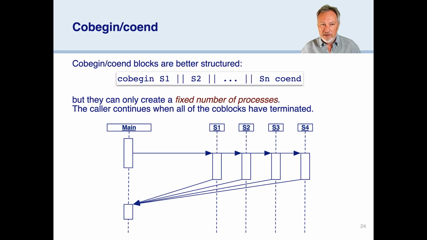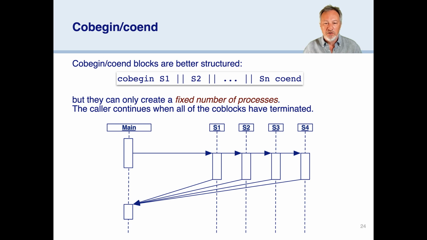For historical reasons, I'd also like to show you quickly co-begin, co-end. This is also rather old-fashioned. It was introduced in the 60s by Edsger Dijkstra. This was at the point in time when people realized that structured programming was a good idea. And instead of having these completely unstructured fork and join, the idea was, well, let's see if we can better structure concurrency by having explicit co-begin and co-end.